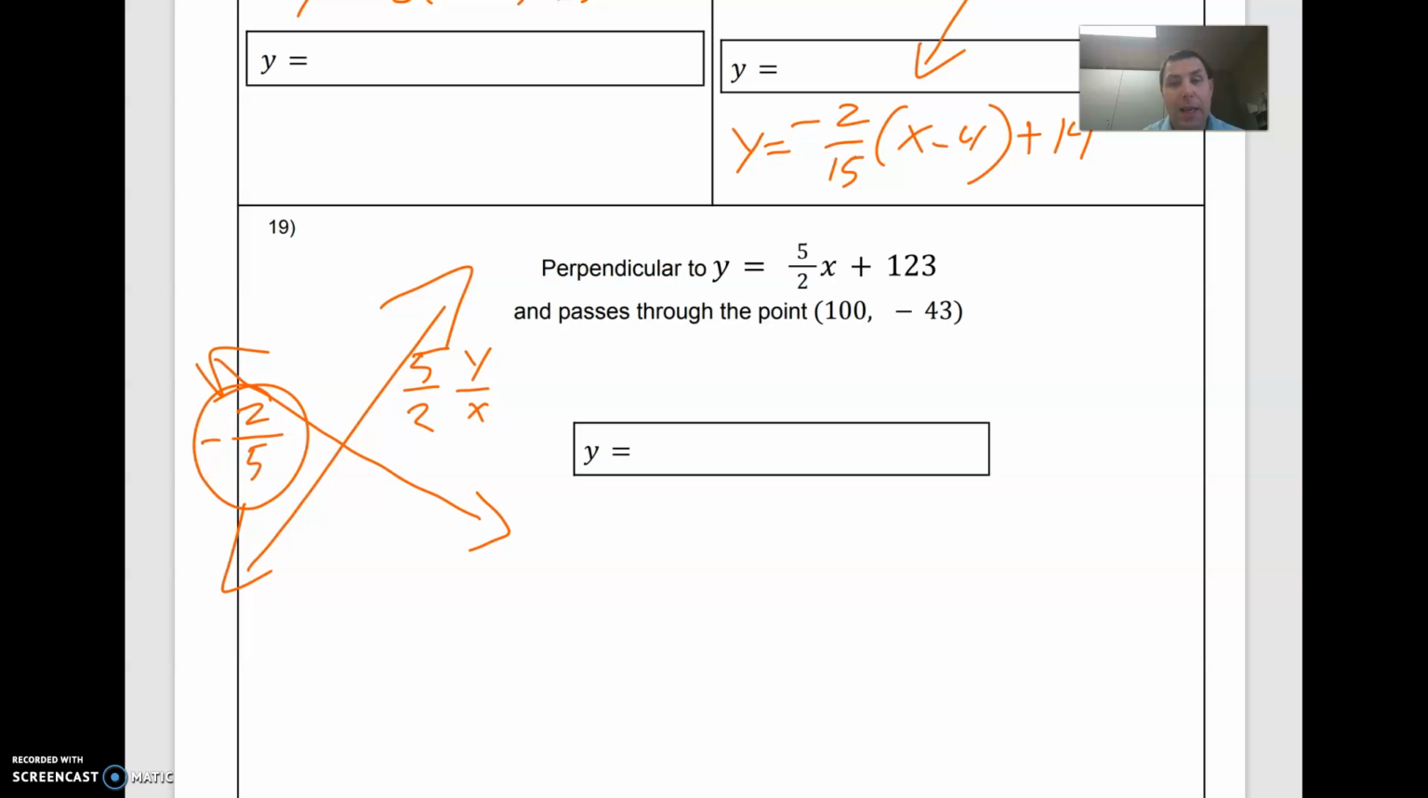So now it's the same problem as the previous two. I'm going to choose that point. Here we go. It's going to be -2/5. I need to get the x value to go to 0, so I will subtract 100 from the x values.